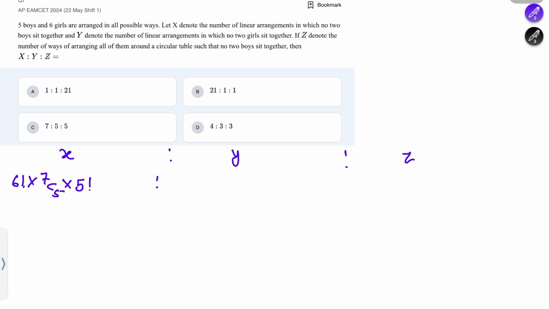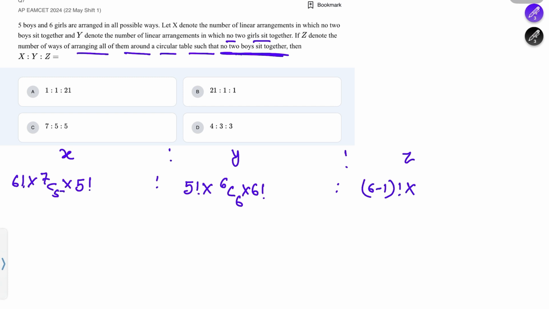Second one is Y, given that no two girls are together. So firstly arrange the boys. How many boys? 5 boys, so arrange them in 5 factorial, right? And how many gaps? 6 gaps, so arrange the 6 girls, 6C6 and 6 factorial, right. After that, Z is given, arranging them around a circular table, with two boys not sitting together. So firstly arrange the girls sitting, so (6 minus 1) factorial, because it is a round table. How many gaps? The 6 girls make 6 gaps only, and in the 6 gaps select 5 boys and arrange, 5 factorial, right?